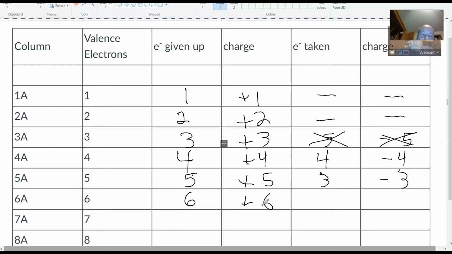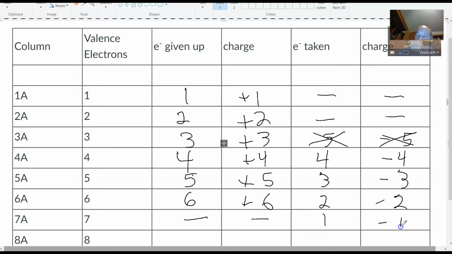On the other hand, in column 6A, elements like oxygen and sulfur especially, they have 2 spots left in their outer shell, so they're going to take 2 electrons. That would give them a charge of -2. And then in 7A, I don't have any more metals that are going to give up electrons, so we're going to put blanks there. But if I'm a nonmetal in column 7A, which all of them are, I have 1 spot left in my valence shell to fill, and I'll take an electron and I'll have a -1 charge.